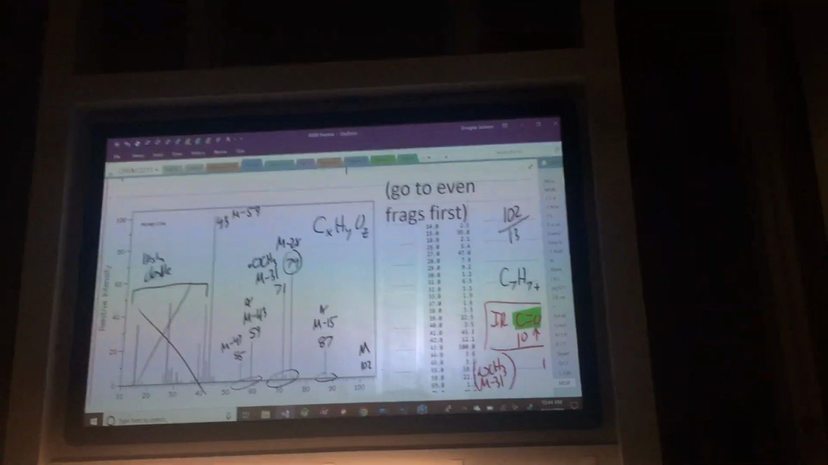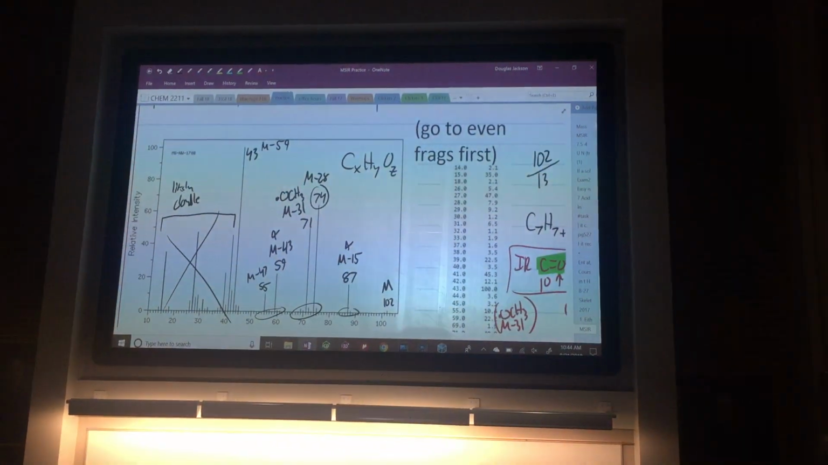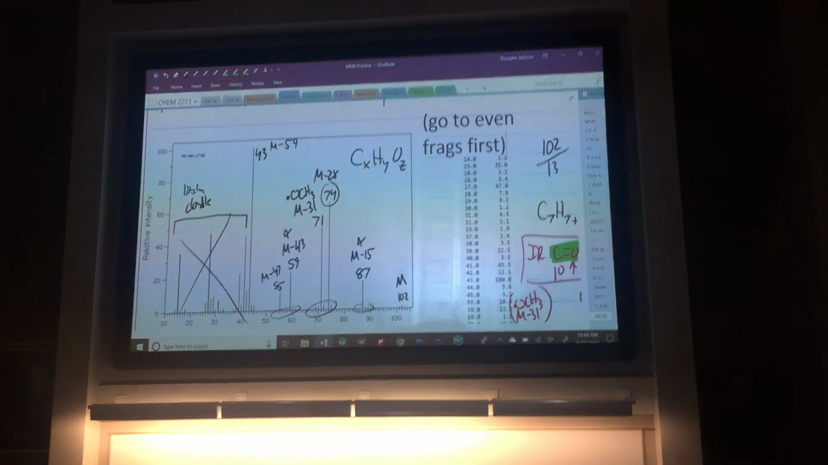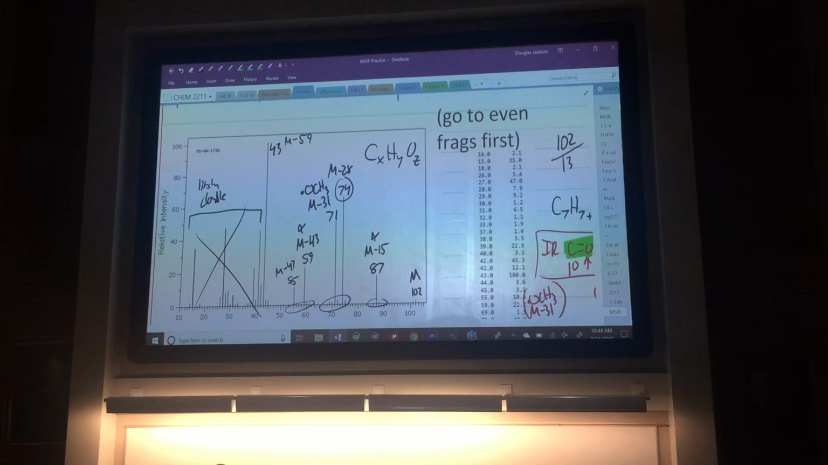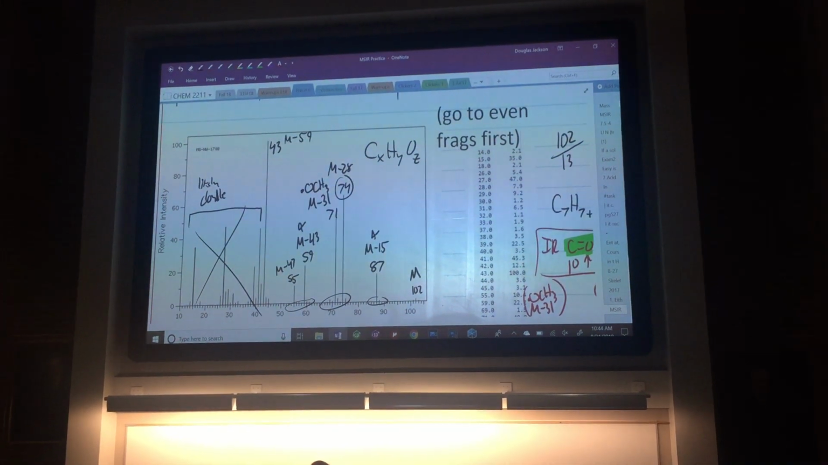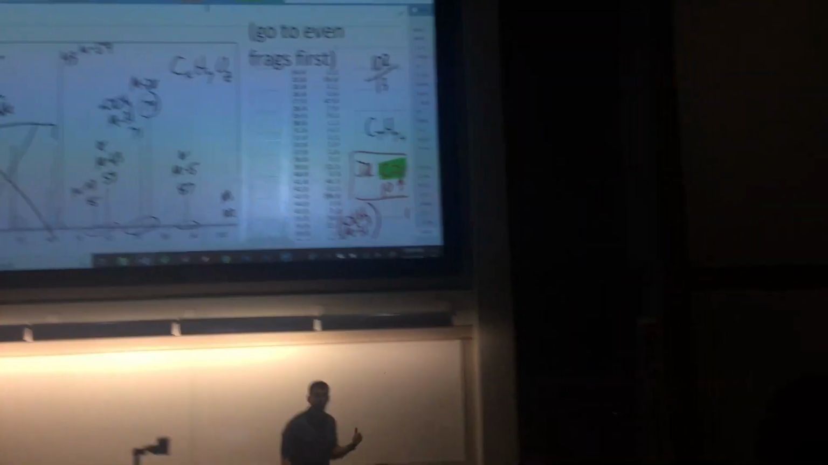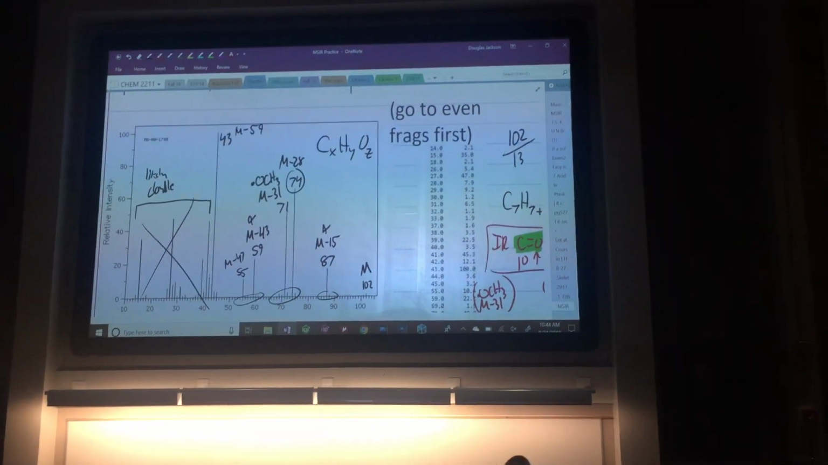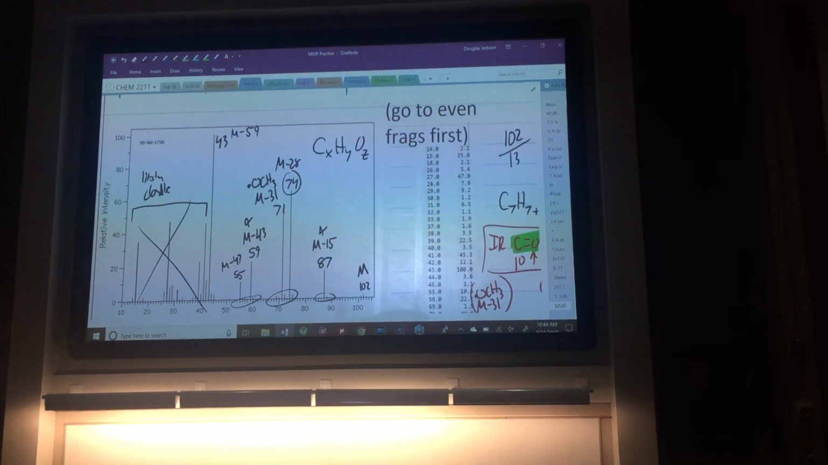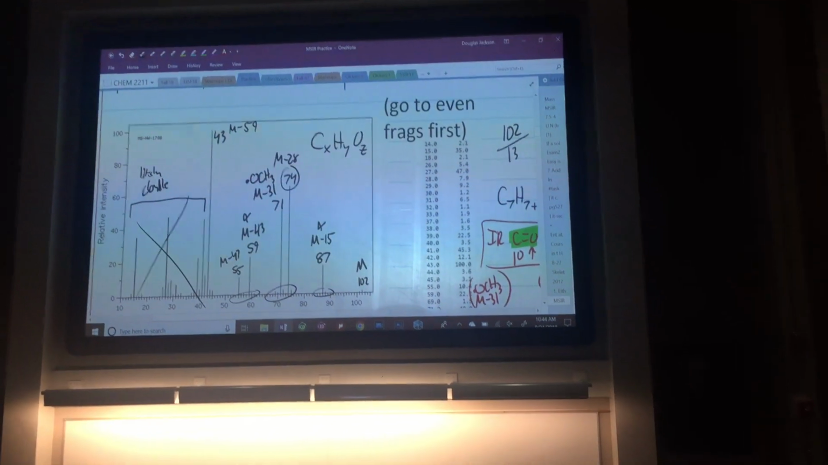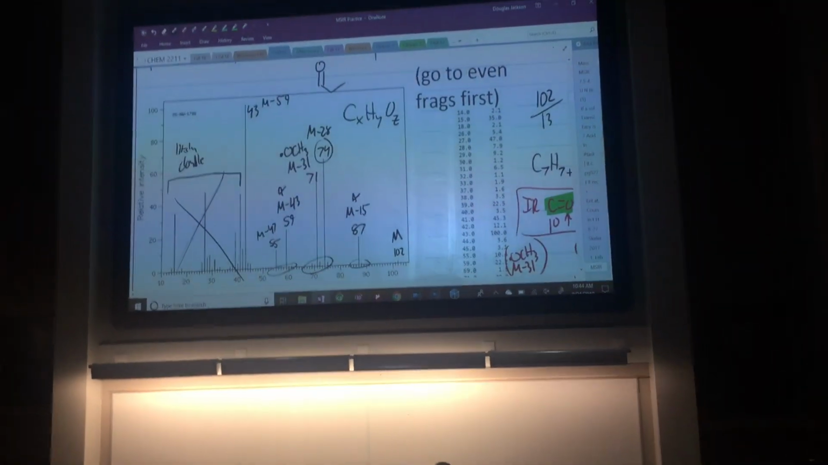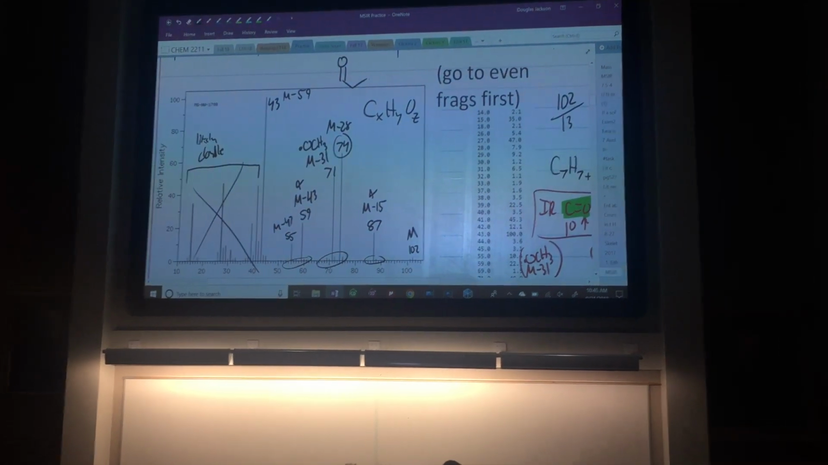and this is the most important part of this spectrum, is when you have an even mass fragment, you have to account for it first. You've got to explain it. It's more important than the rest of them because it's so rare. Because it's so rare, we've got to explain it somehow, M-28. To explain an M-28, there's really only a couple of ways to do that.